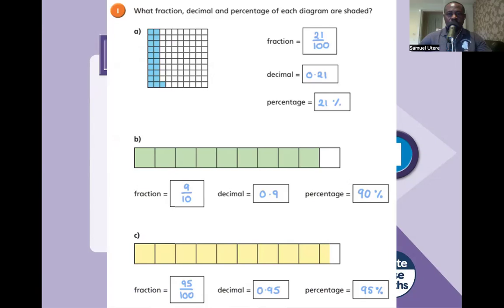And you can see these are the answers. So it's the same approach. This one, I'll make a comment on this one. Here you can see it's 9.5. So 9.5 is 95 hundredths. That's 0.95, and that's 95%.